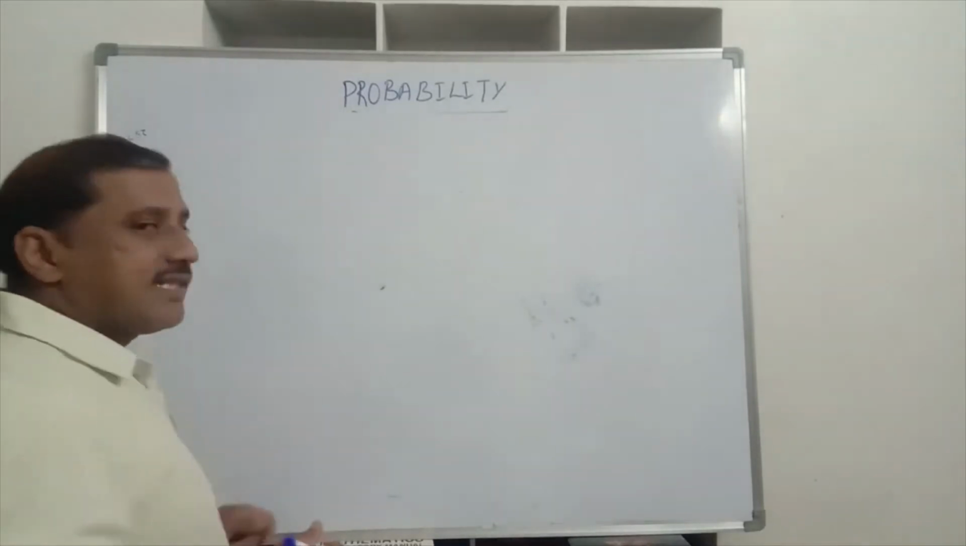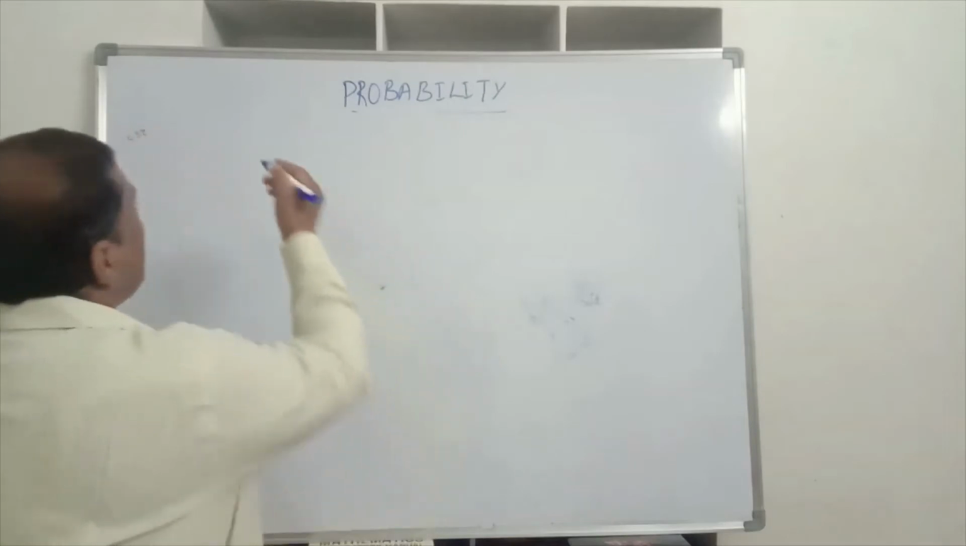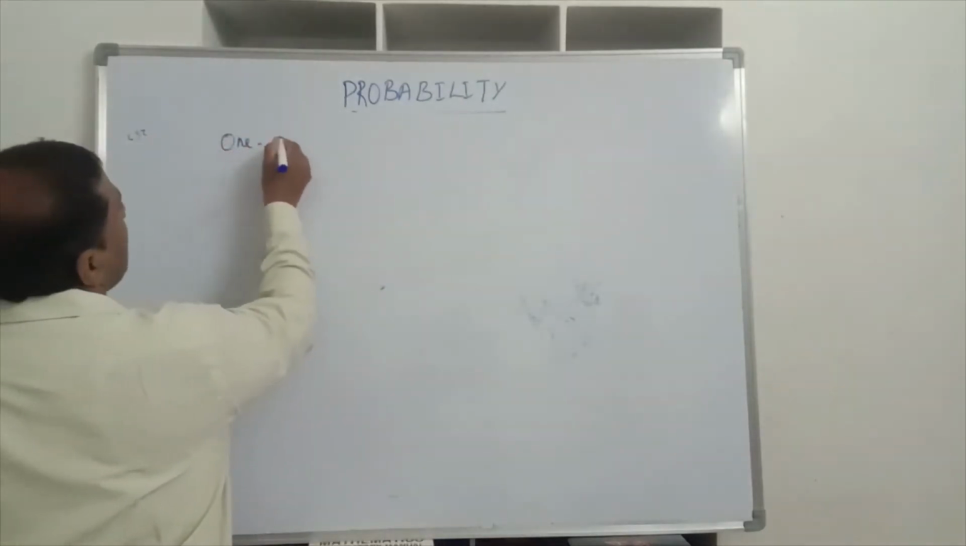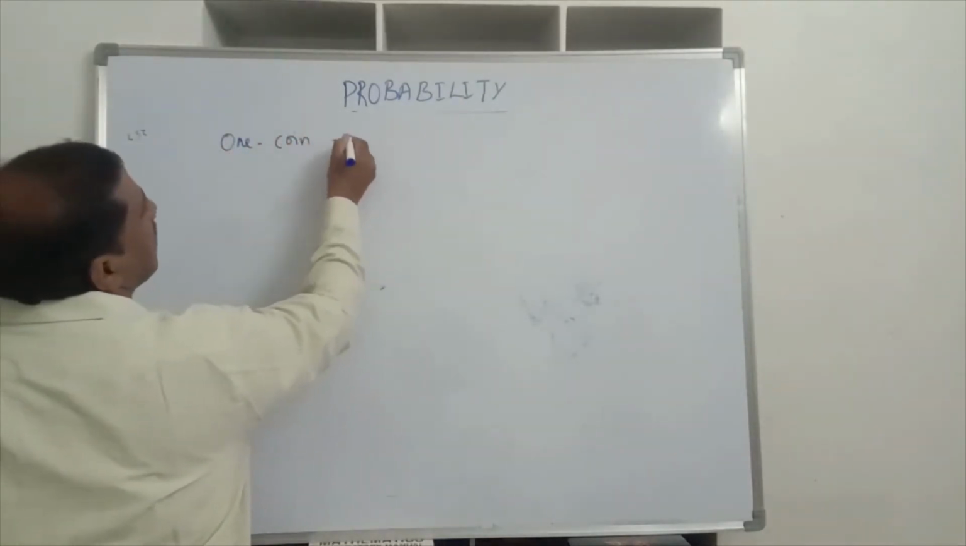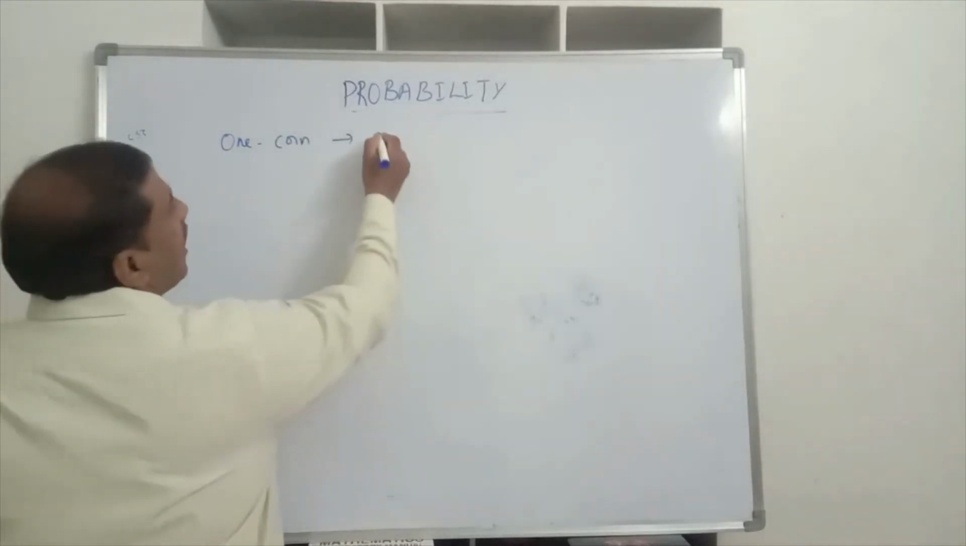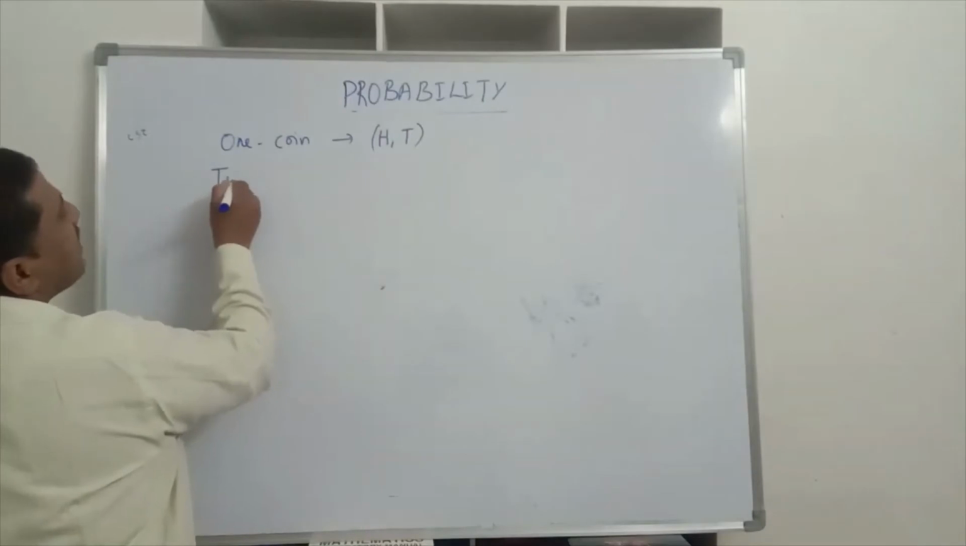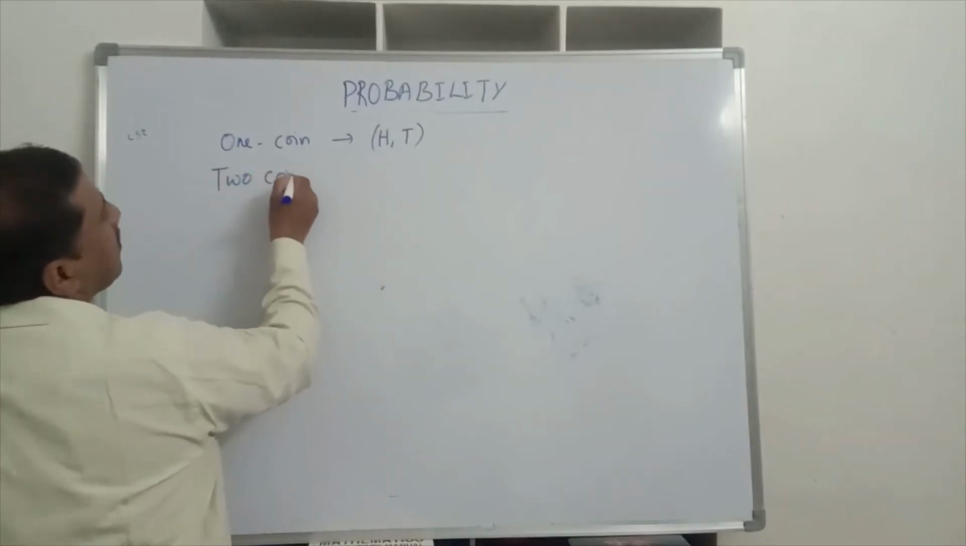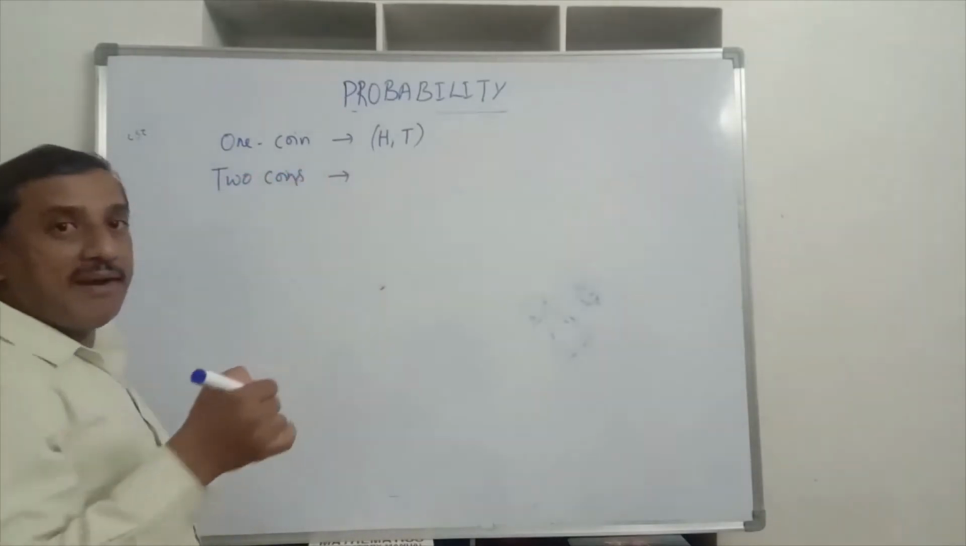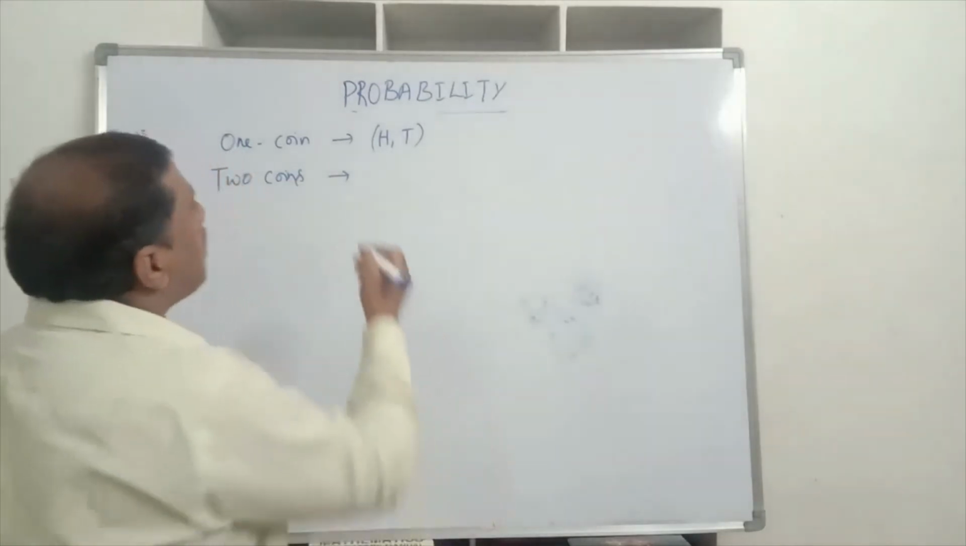Now we will discuss, when one coin is tossed, what are the possible outcomes? It is a head or a tail. When two coins are tossed at a time, that is simultaneously, what are the possible outcomes?